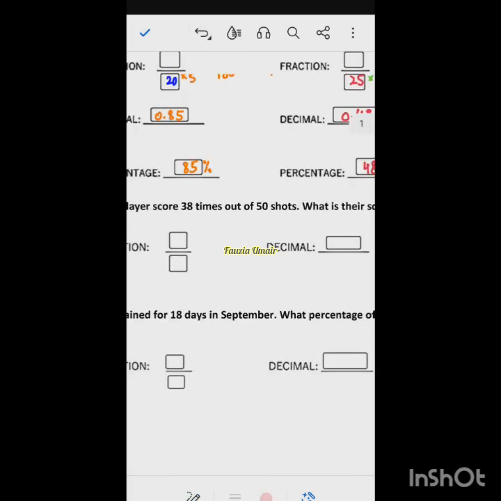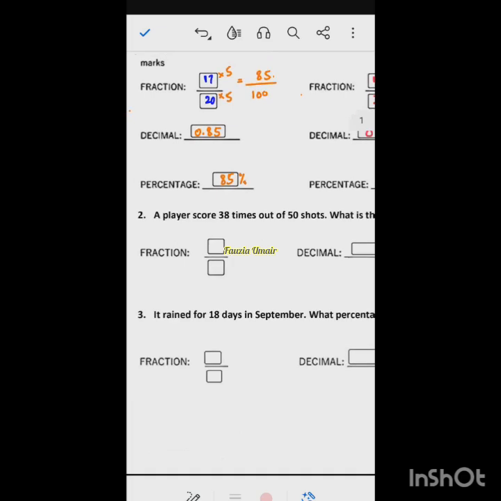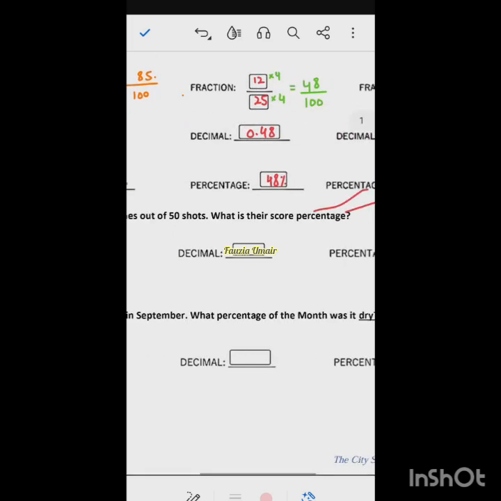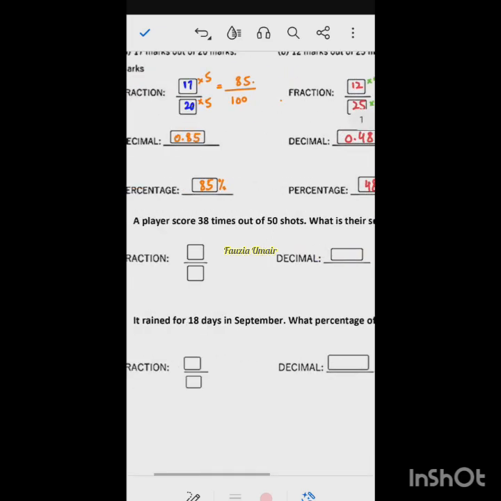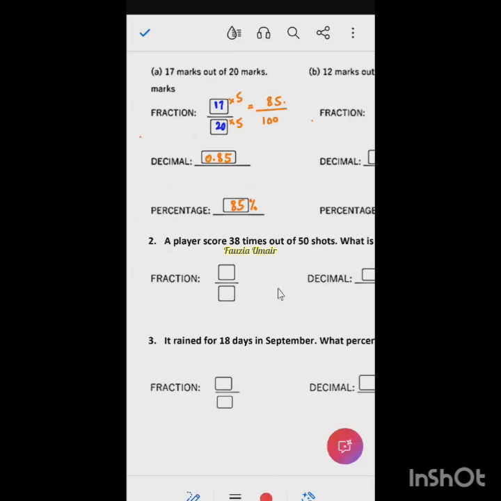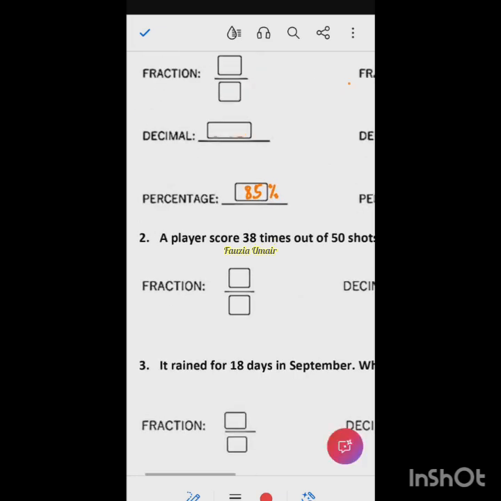Very good. So moving on to the next question. A player scored 38 times out of 50 shots. What is their score percentage? First of all, what is the fraction? 38 out of 50. Yes. So we can write 38 by 50, and then we can multiply 50 with 2 to make 100.